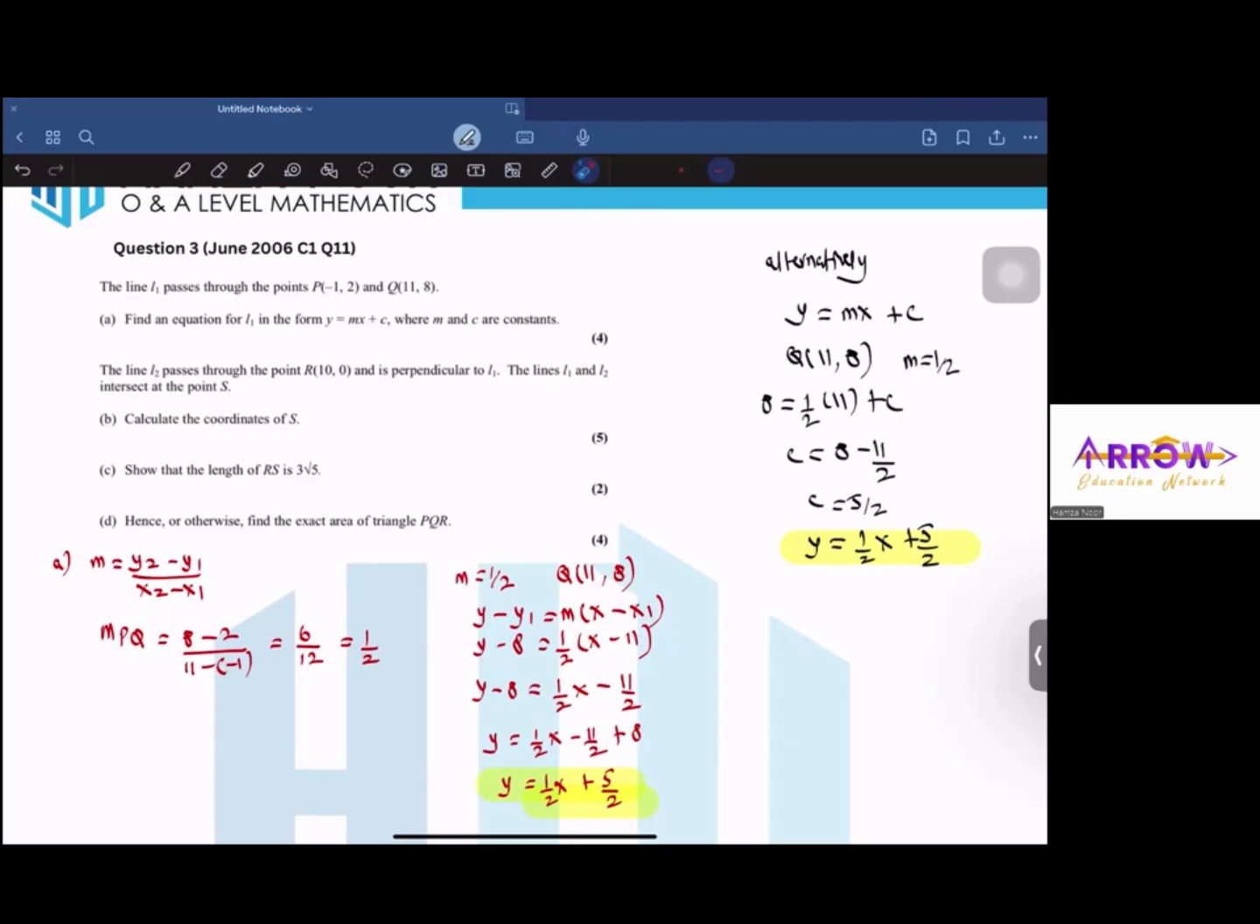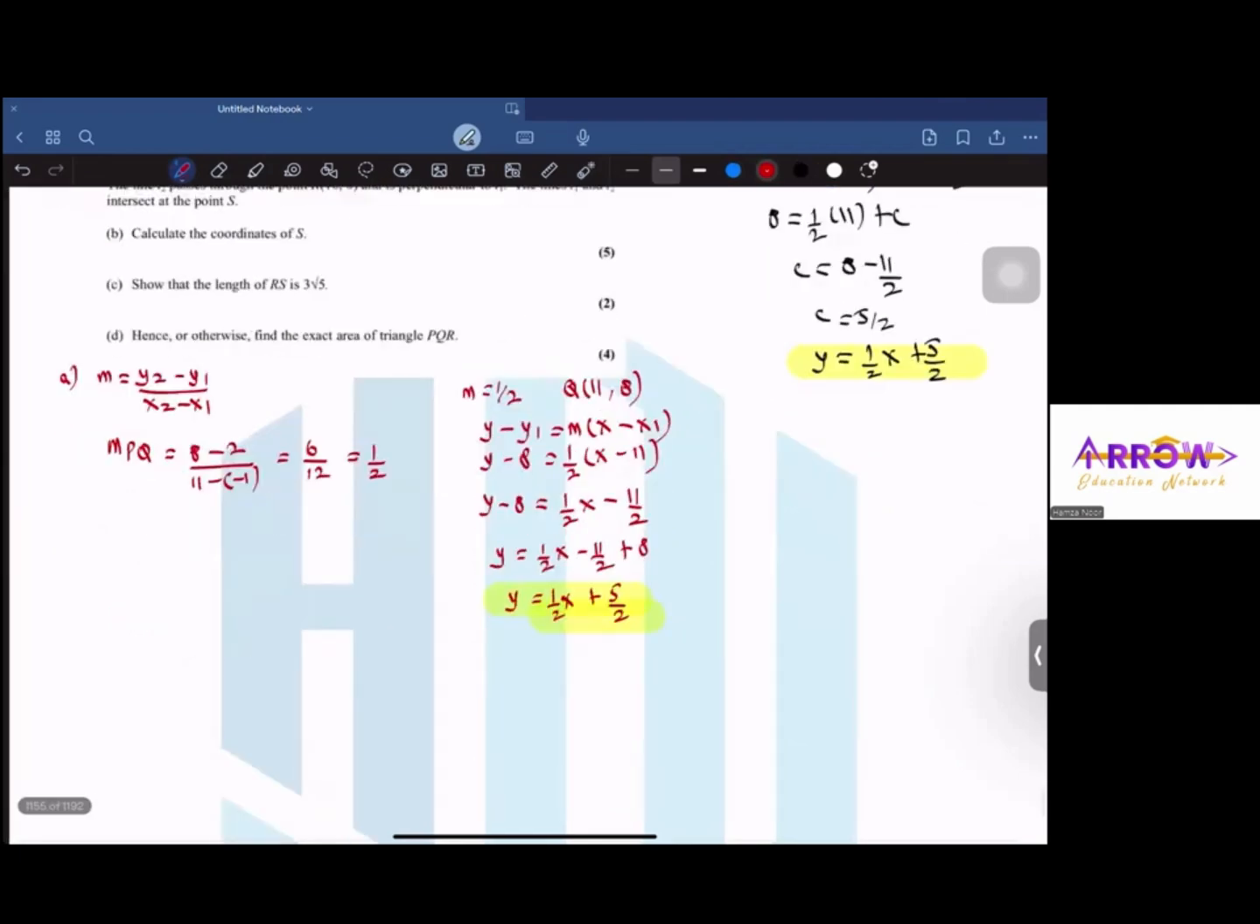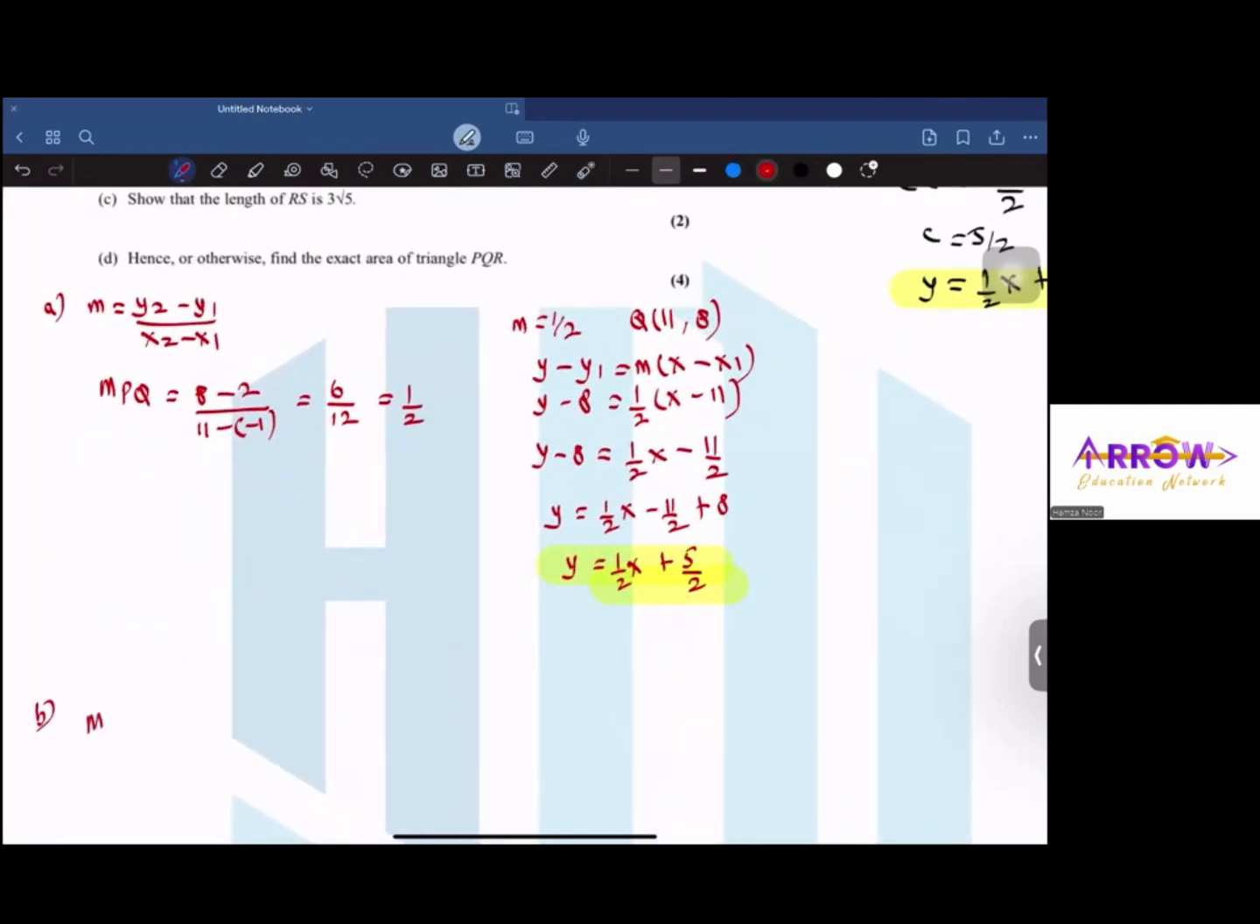What we know is that L2 is perpendicular to L1. As we know, when the lines are perpendicular to each other, the product of their gradients is equal to -1. So I'm going to solve part B over here. The gradient of the line L1 multiplied by the gradient of the line L2 is equal to -1. Since L1 and L2 are perpendicular, the gradient of the line L1 is half and the gradient of the line L2 is unknown. Okay, so the gradient of the line L2 is -2.